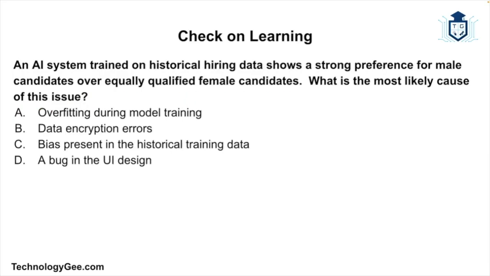Next question. An AI system trained on historical hiring data shows a strong preference for male candidates over equally qualified female candidates. What is the most likely cause of this issue? Is it overfitting during model training? Is it data encryption errors? Is it bias that is present in the historical training data? Or is it a bug in the UI design?